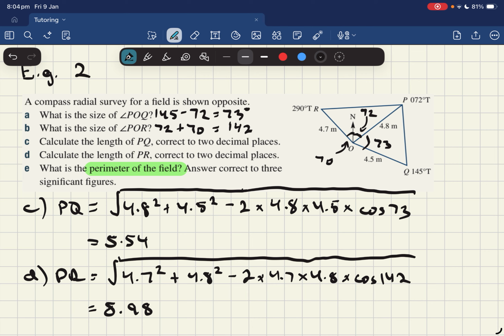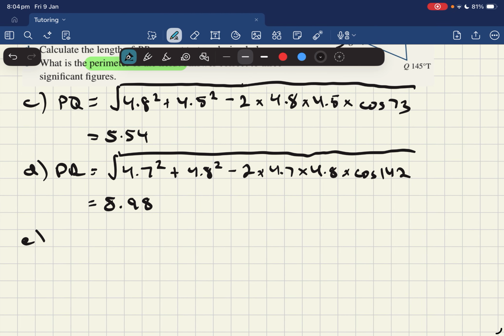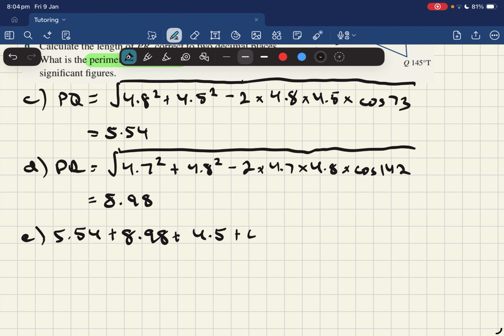Okay, so we've found these now. So PQ we said was 5.54. This one was 8.98. To find the perimeter for part E, we just add all of these together. So for part E, we have 5.54 plus 8.98 plus 4.5 plus 4.7. And that's going to give us our perimeter. So we go 5.54 plus 8.98 plus 4.5 plus 4.7.